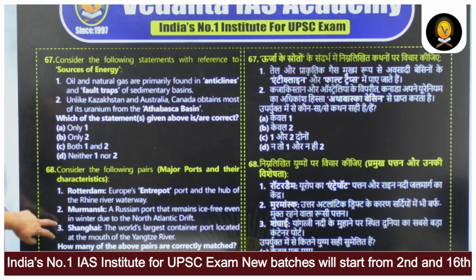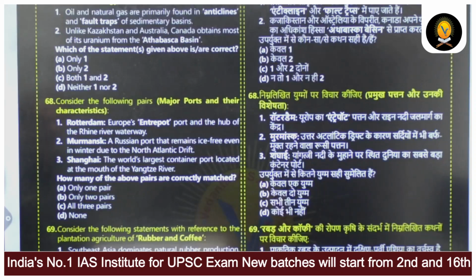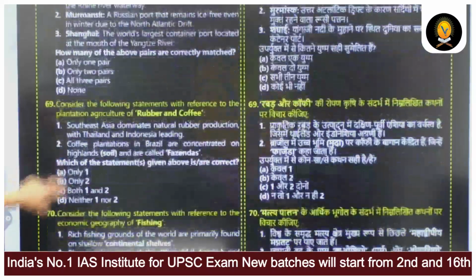Consider the following pairs: major ports and their characteristics. Rotterdam, Europe's Interport and the hub of Rhine River waterways, correct. Murmansk, a Russian port that remains ice free even in the winter due to the North Atlantic drift, correct. North Atlantic drift or Norwegian warm current. Shanghai, the world's largest container port located at the mouth of river Yangtze, yes. So, 68, all three pairs are correct.